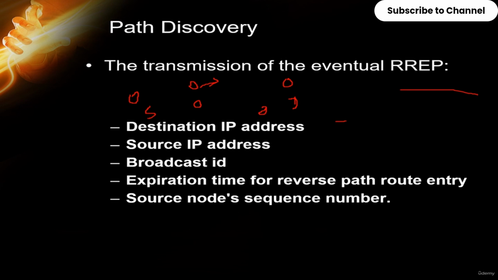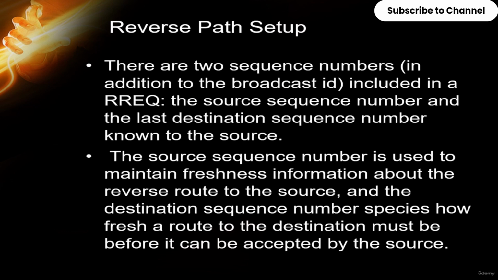Here, if you see, it has the following information: destination IP address, source IP address, broadcast ID, expiration time for the reverse path route entry, and source node sequence number. So these are the things happening with this RREP packet. Now the reverse path setup needs to be established. The reverse path setup consists of two sequence numbers: the source sequence number and the last destination sequence number.